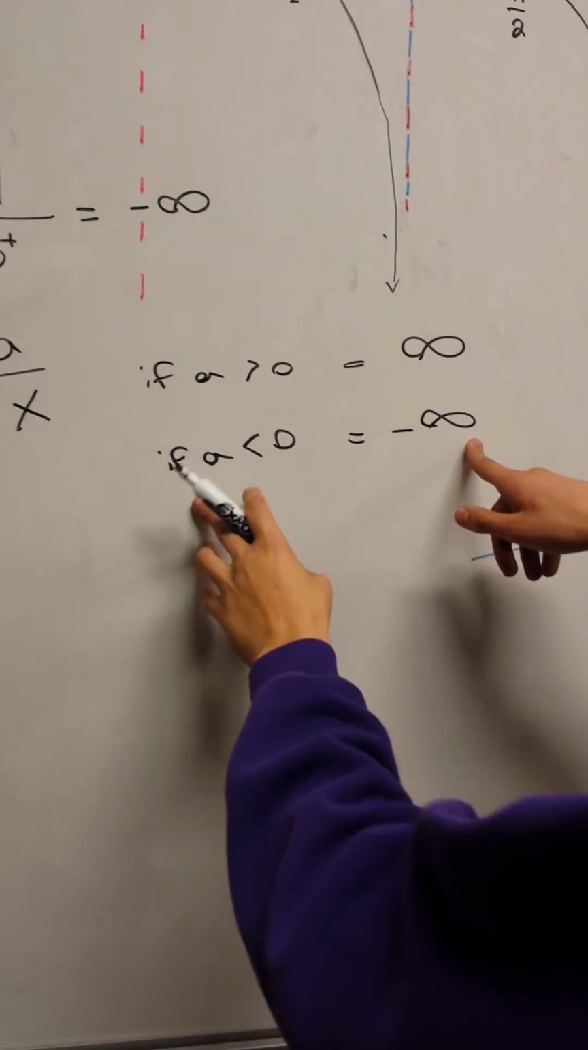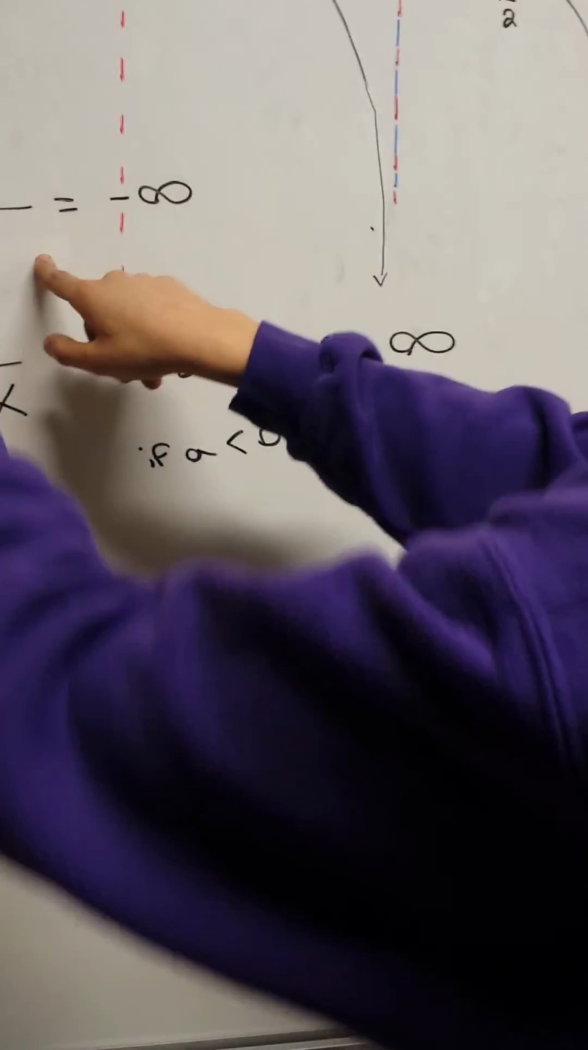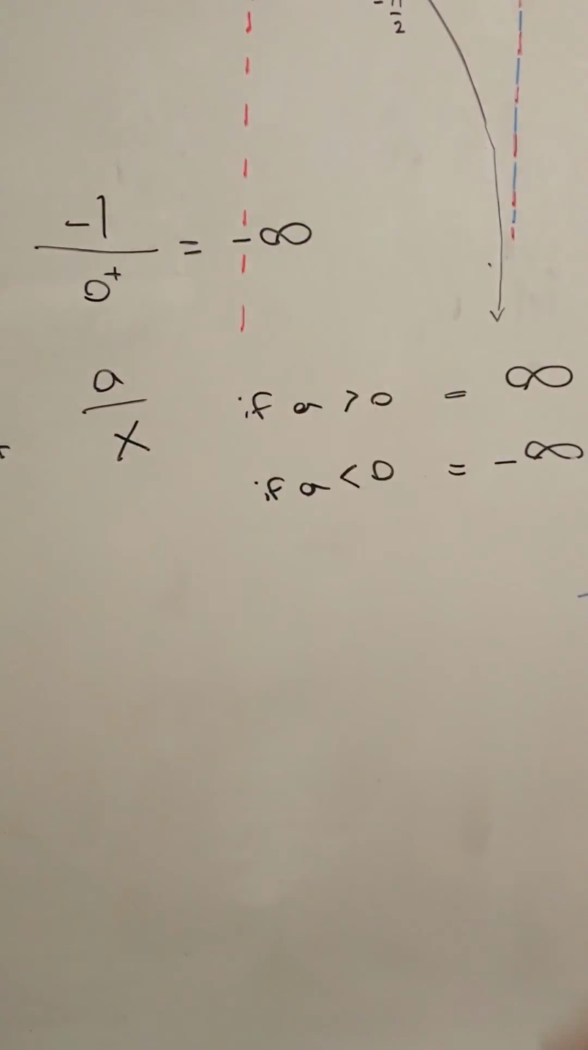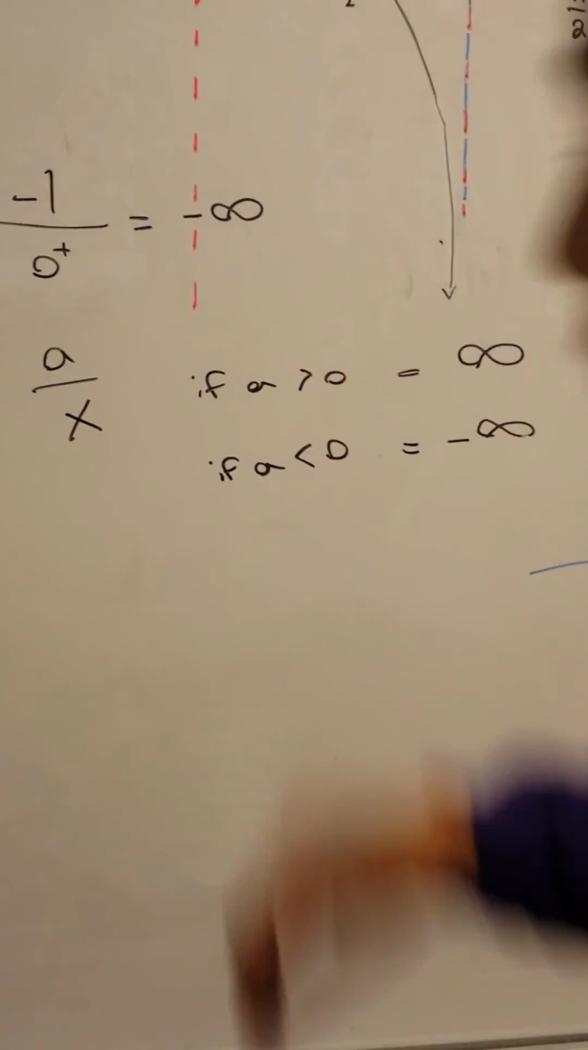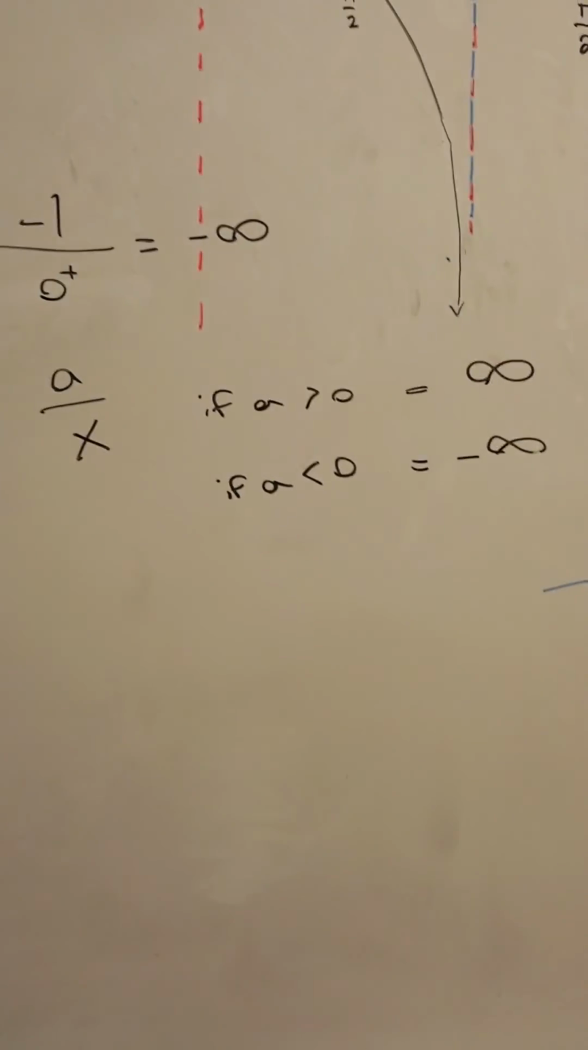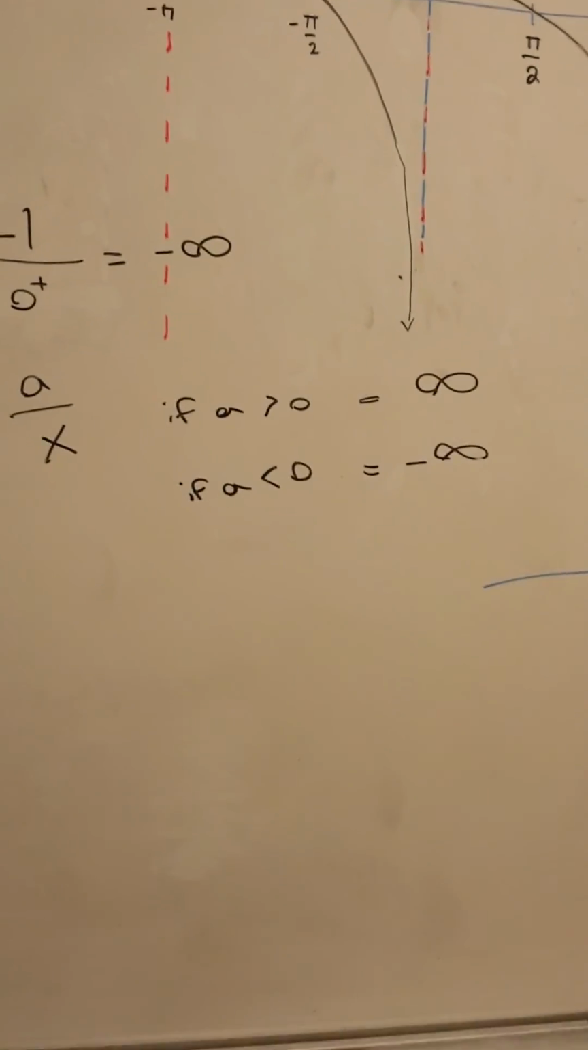Of course, this is the case that we're working with up here. We have a negative a value divided by 0 from the right. Then we have, of course, negative infinity. And that's basically it.